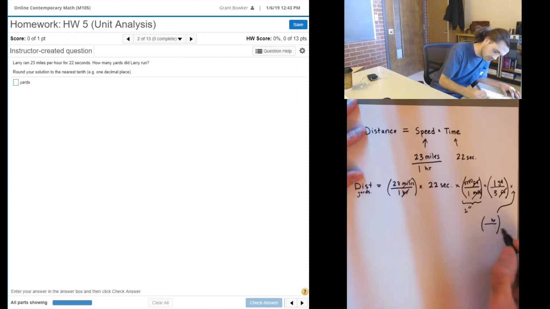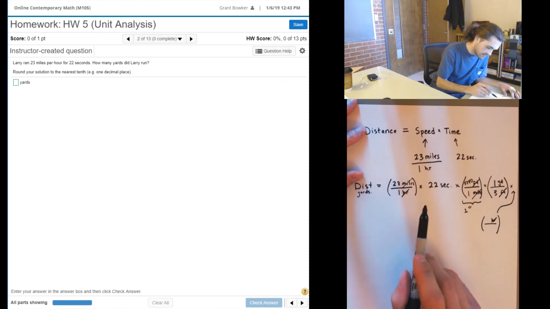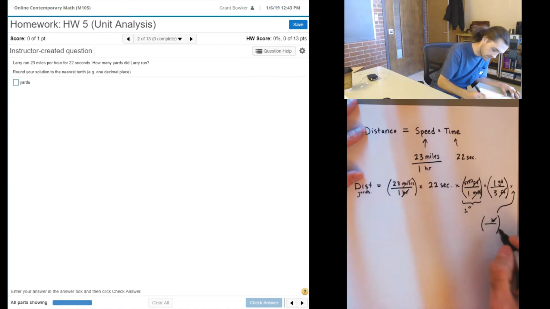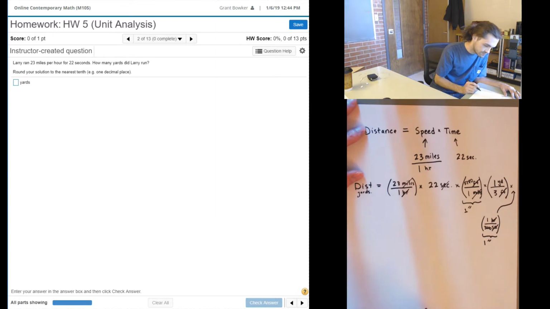So this hour will be undone by this hour. At the same time, if I could introduce seconds downstairs, seconds downstairs will undo seconds upstairs. And this begs the question, what's the relationship between seconds and hours that makes this fraction equal to 1? That is to say, how many seconds are in an hour? Well, there's 60 seconds in each minute, and there's 60 minutes in each hour, so that means there's 3,600 seconds for every 1 hour. So let's go ahead and multiply this out.